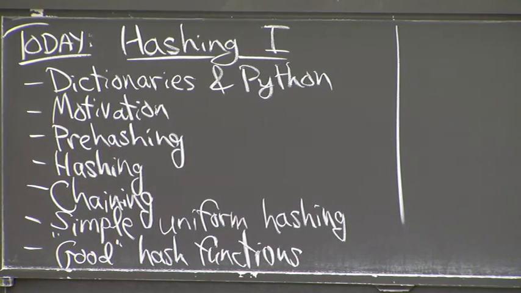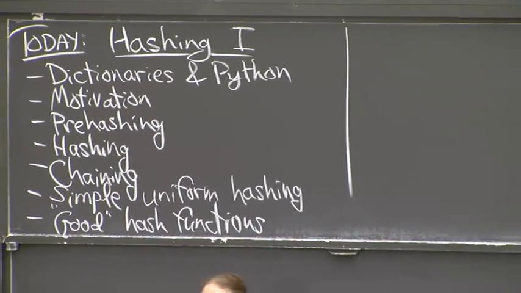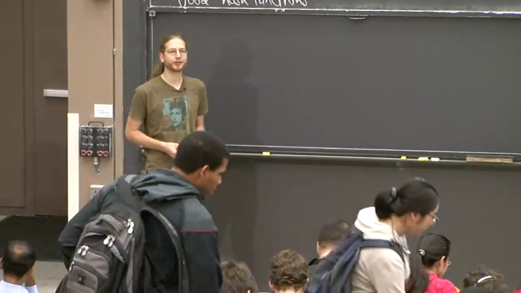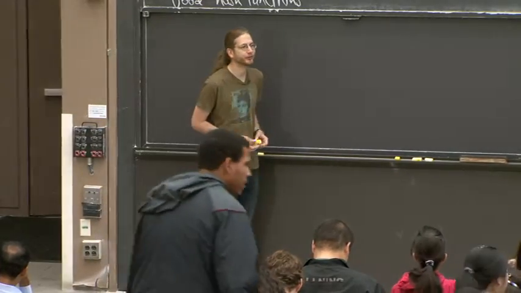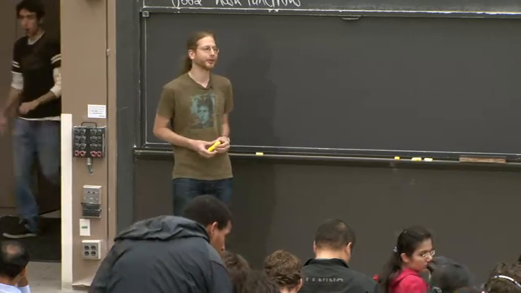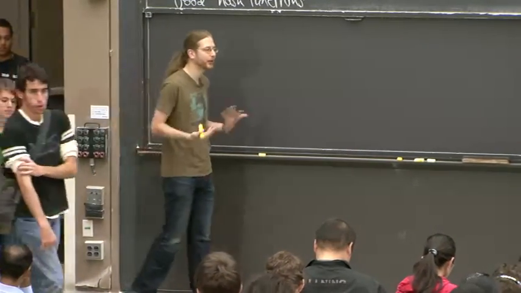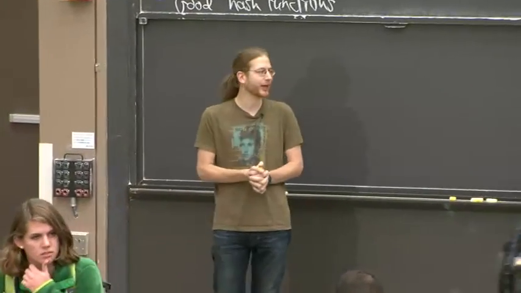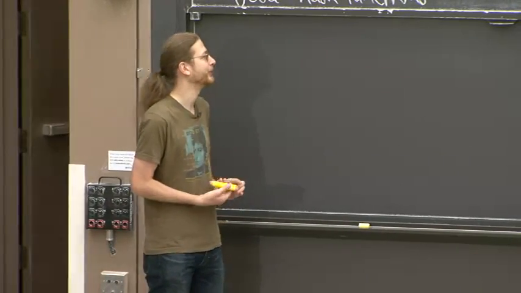Today we start a brand new section of 006, which is hashing. Hashing is cool. It is probably the most used and common and important data structure in all of computer science. It's in basically every system you've ever used, I think. And in particular, it's in Python as part of what makes Python fun to program in, and basically every modern programming language has it. So today is about how to make it actually happen.